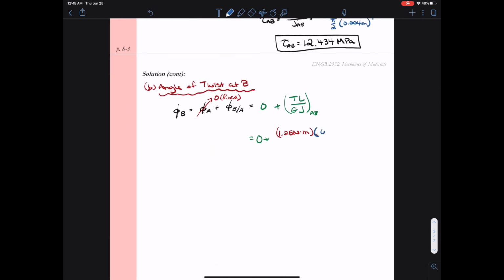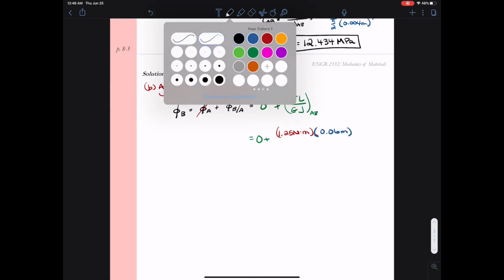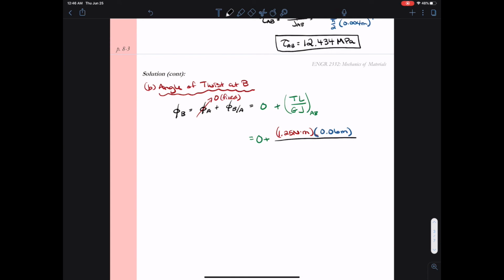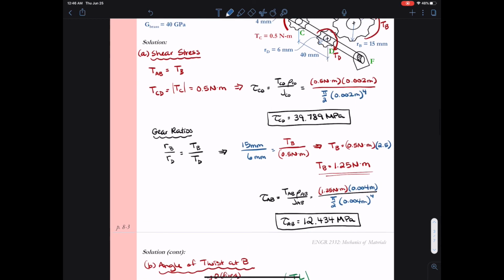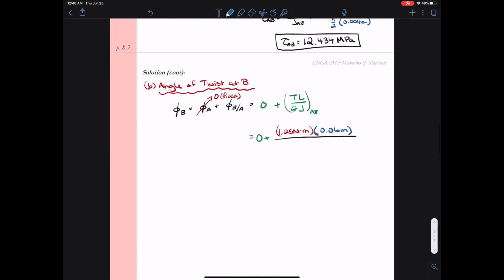In the denominator of this equation, we have the shear modulus. So we're using the shear modulus for brass, which is given to us in our problem statement as 40 gigapascals. So that's 40 times 10 to the 9th pascals. And remember, 1 pascal equals 1 Newton per meter squared. So I'll go ahead and put this into my equation as 40 times 10 to the 9th newtons per meter squared.